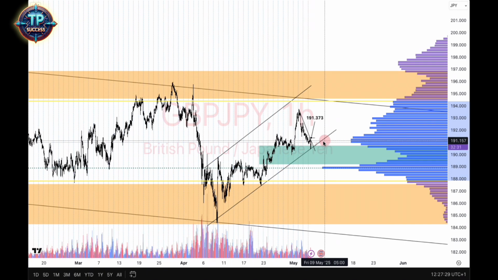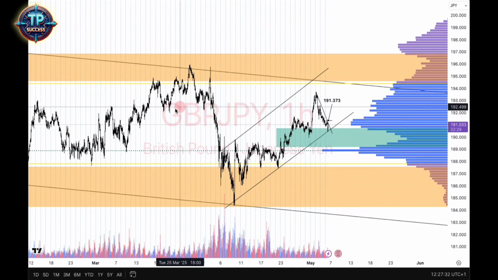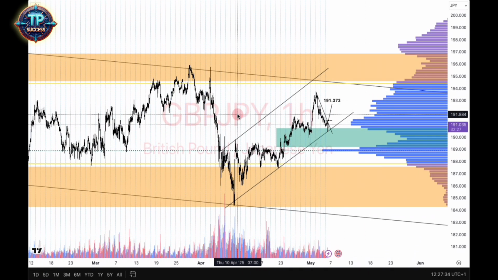GBPJPY, right? Now, one of the cool things about this particular asset class is that this was one of my favorite assets that I used to trade back in the day. This was, I'll say, 2019, 2020. I used to love trading this particular asset. We have a love-hate relationship. It gave me good rewards as well as it stung me really badly.